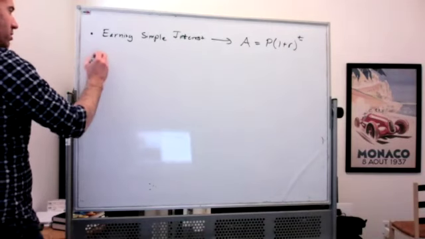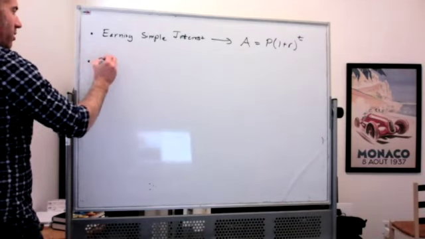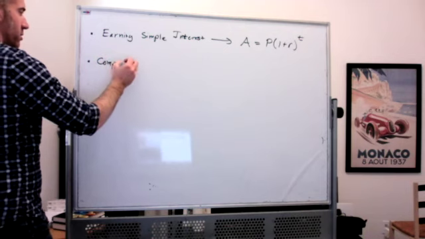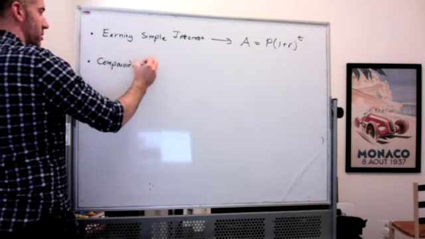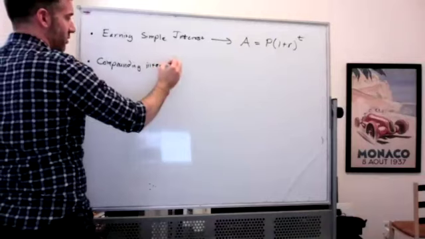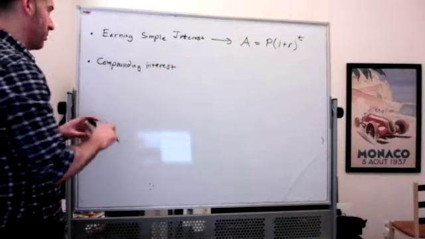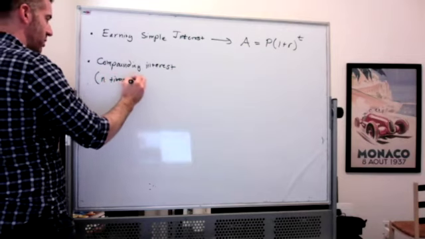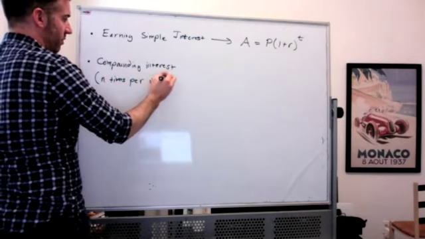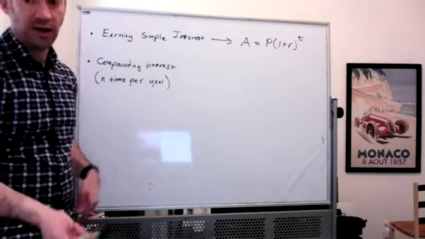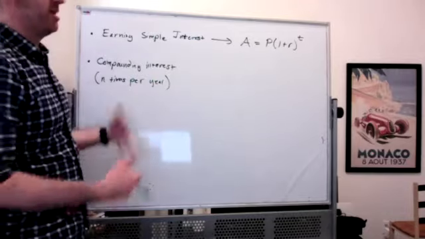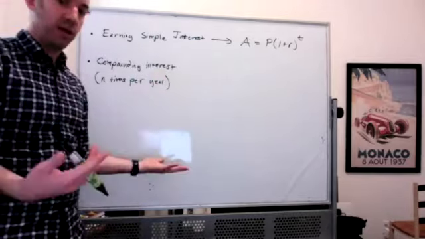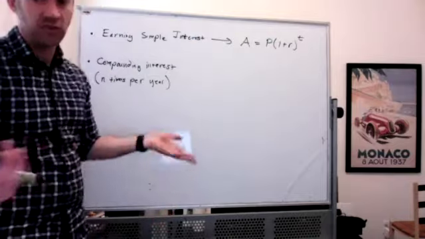If we are compounding interest, the thing about compounding is you have to know the number of times per year. So we're compounding interest n times per year. And this is really where you have to pay attention: if they say quarterly, that means 4 times per year. If they say semi-annually, that means 2 times per year. If they say weekly, that means 52 times per year.